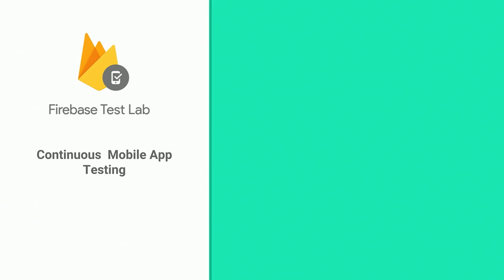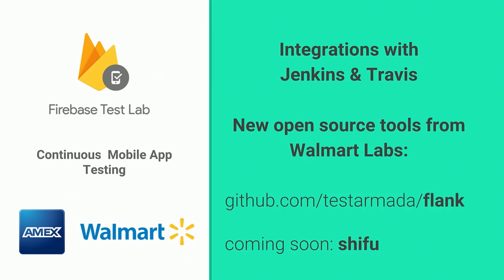Now, we know many of you who do invest in testing like to run on every push and commit. So we have integrations with some really popular CI tools like Jenkins and Travis. In fact, we have really great partners like Amex and Walmart that are using Test Lab in this way. In fact, Walmart recently open-sourced two amazing tools for the community.